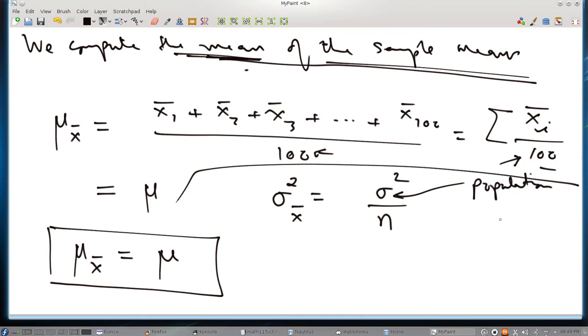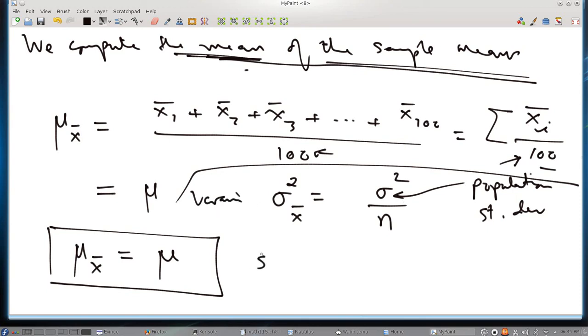I'm sorry, the population standard deviation. I said it wrong. So if you square, that's a variance. Okay, so that's why we call this the variance of the sample mean, or the variance of the sampling distribution, is actually equal to the variance of the population divided by n.